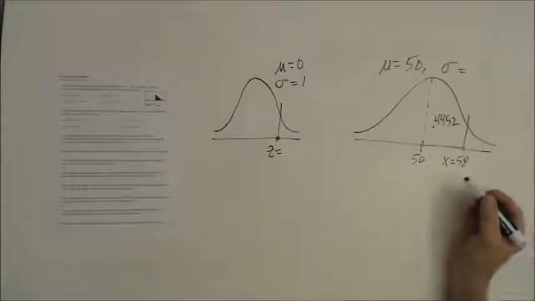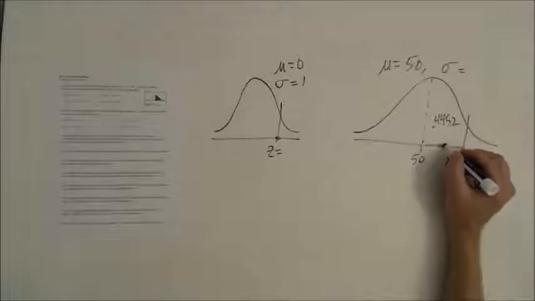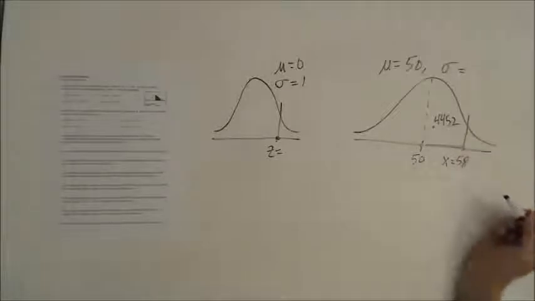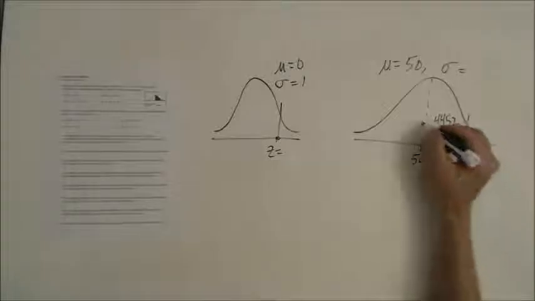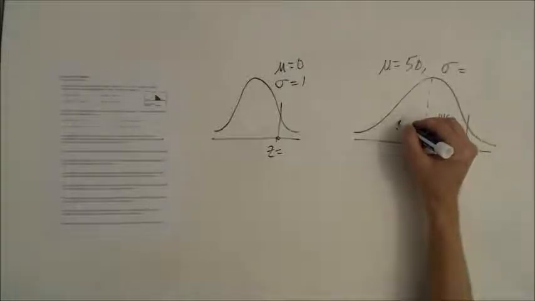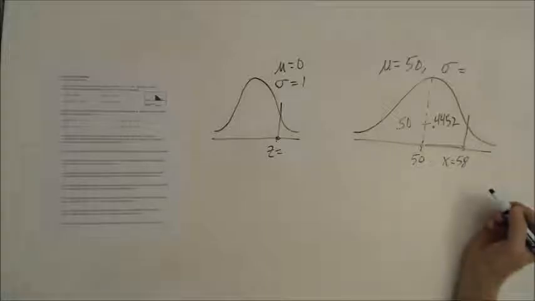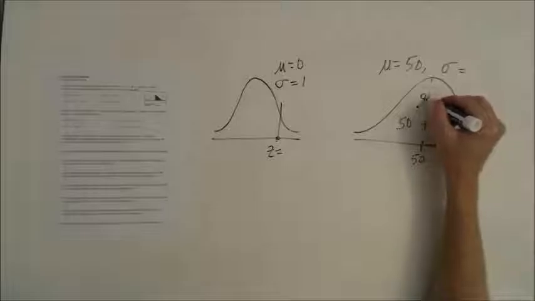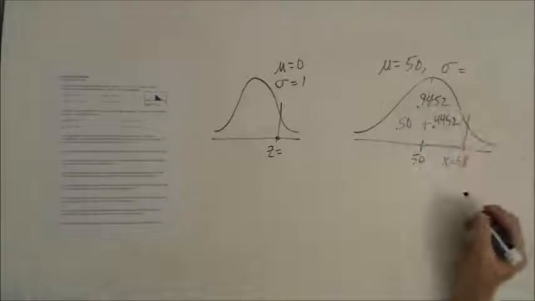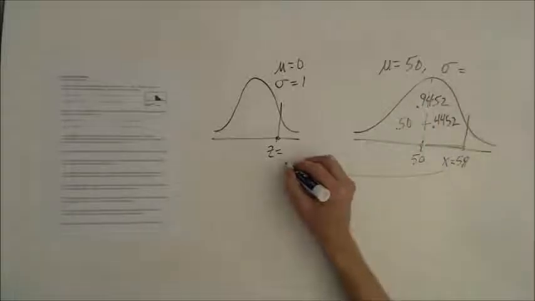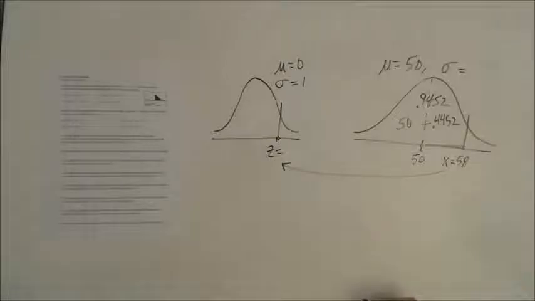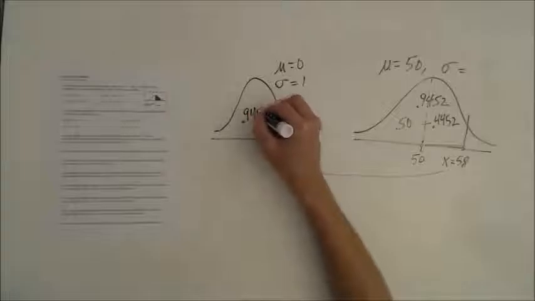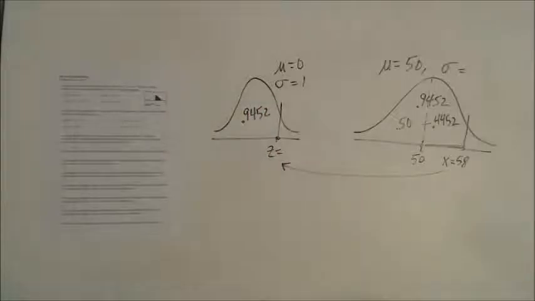In problem number 1, we were told the proportion of the distribution which lies between 50 and x equals 58 was about 44.5%. Together with the additional 50% which lies in the left half of the bell, we'd have a total area of about 94.5%. This value of x corresponds to a similar value of z in the standard normal distribution, which also cuts off the lower 94.5% of that distribution.